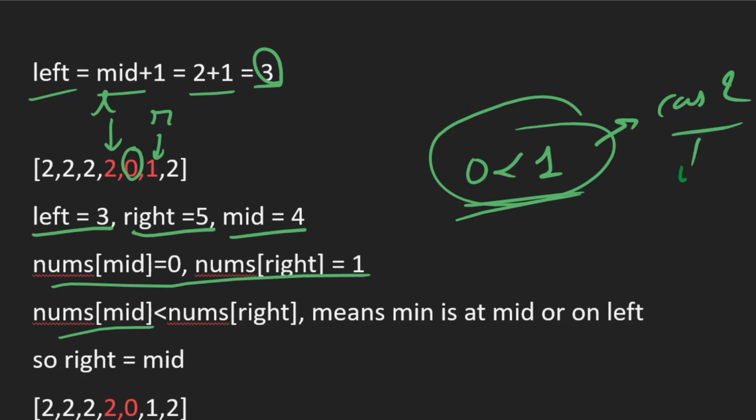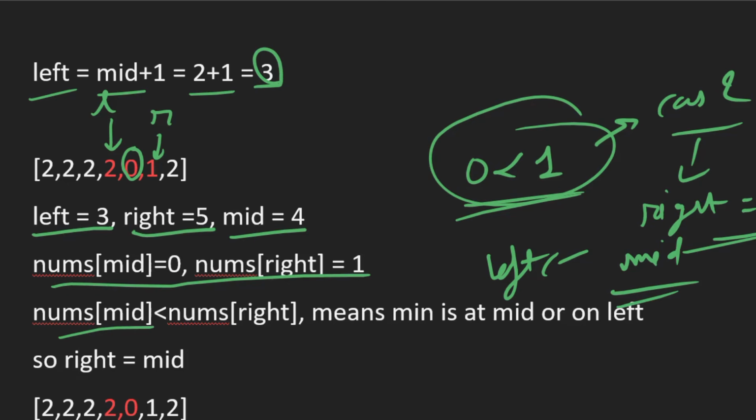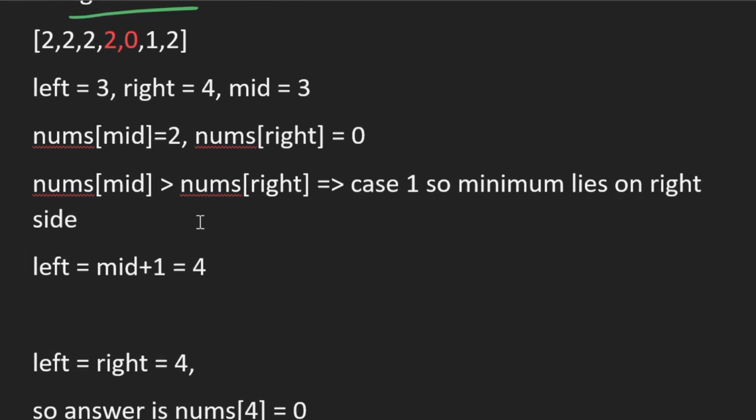In case 2, what we were doing is we were updating right with mid, because our minimum element is either on the left side or present at the mid element. So we update right is equal to mid. Now in our search space we are left with only two elements, that is 2 and 0. So our left is equal to 3, right is equal to 4.